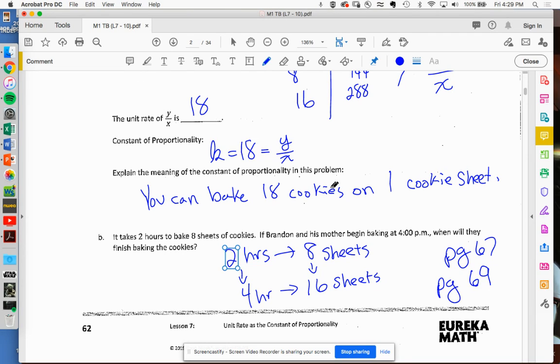When you're done with all this, you may go to your IXLs. Okay, get your homework done and go do the IXLs that are listed in Canvas.